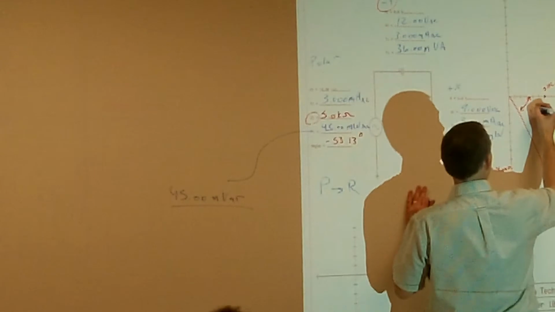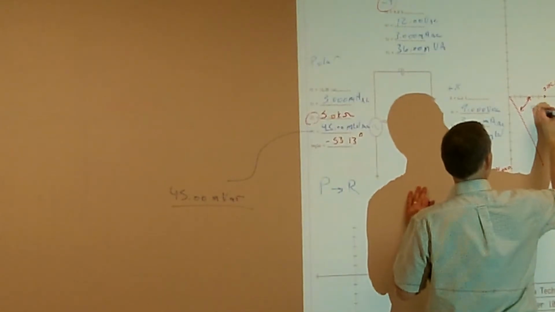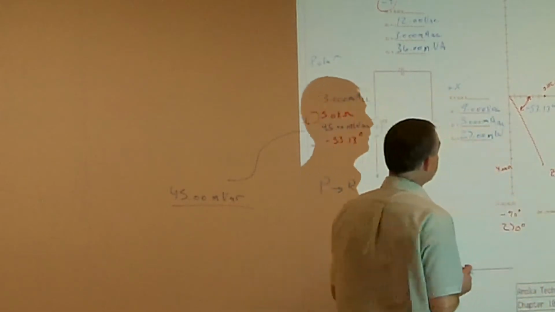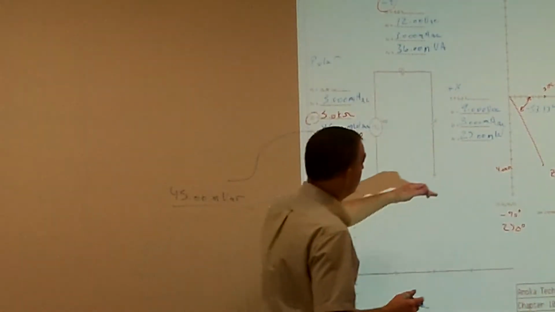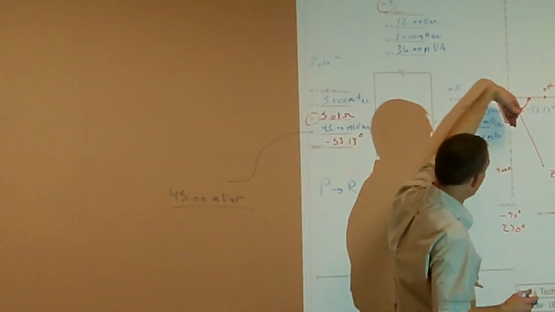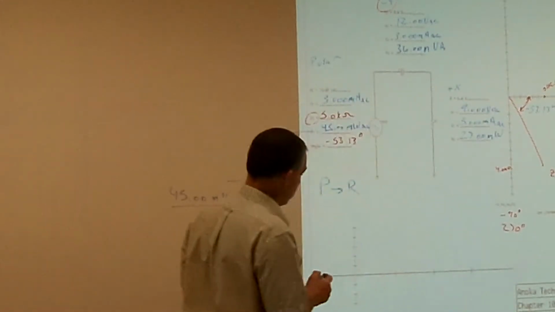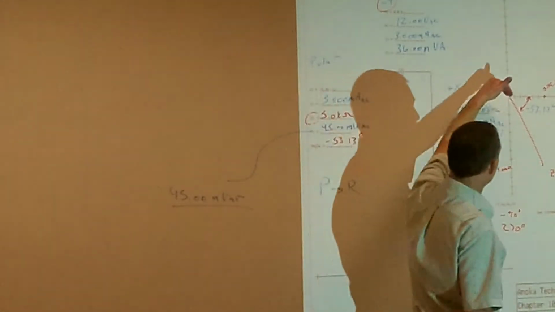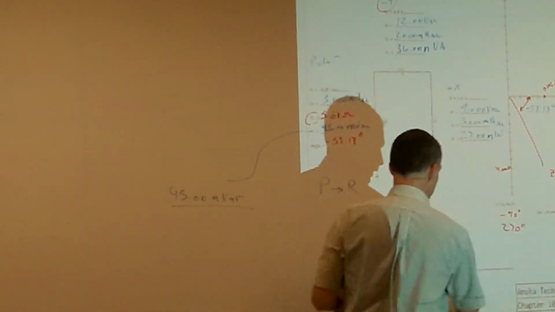We know that this angle here is going to be negative 53.13 degrees. So that's going to be my angle from 0 going down this way. So now what we want to do is analyze what's going on with our vectors, and then look and see what's happening with our phases.